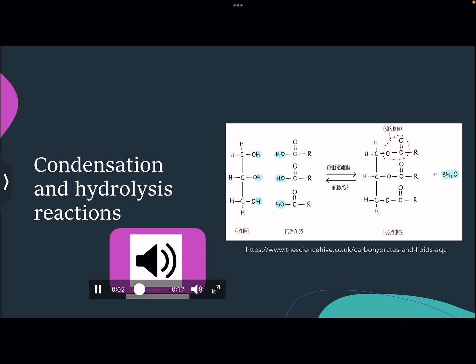A triglyceride is formed when 3 fatty acids combine with one glycerol molecule by forming a covalent ester bond in a condensation reaction, releasing 3 water molecules. A hydrolysis reaction is the opposite of this, where water molecules are added and it breaks up the ester bond between the fatty acids and the glycerol molecule.